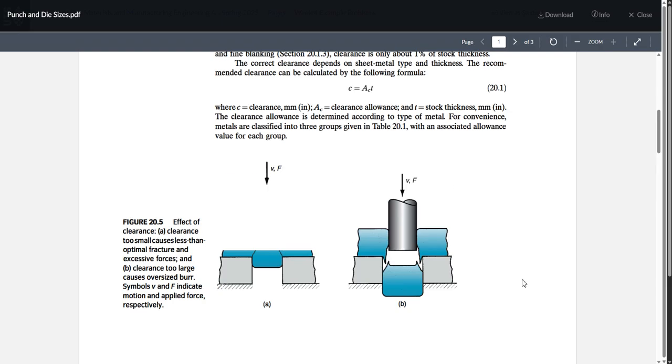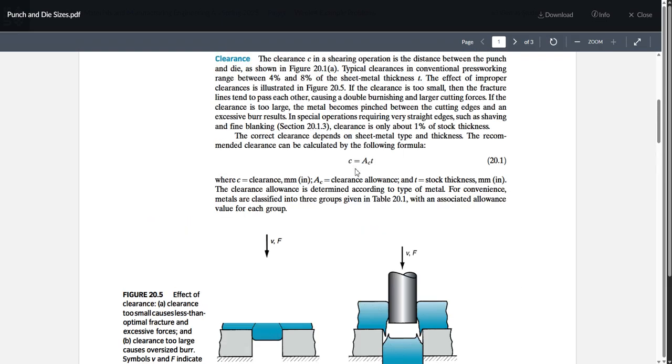Now it's going to be nice to write down the equation on your paper. The C is equal to the AC multiplied by the T.